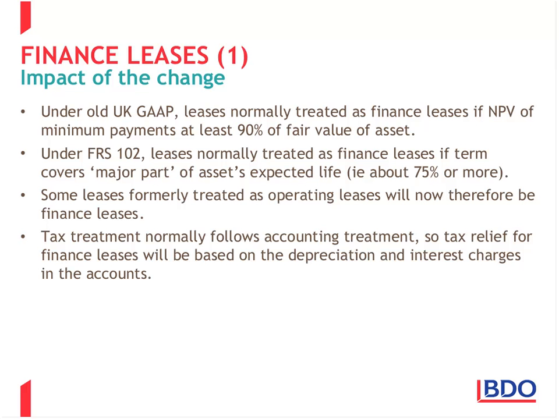As a result, some leases that were formerly treated as operating leases will now, under FRS 102, be treated as finance leases. And as the tax treatment follows the accounting, tax relief will be given on a different basis, i.e. instead of being given for the rental payment on a previous operating lease, it will now be based on the depreciation and interest charge in the accounts.